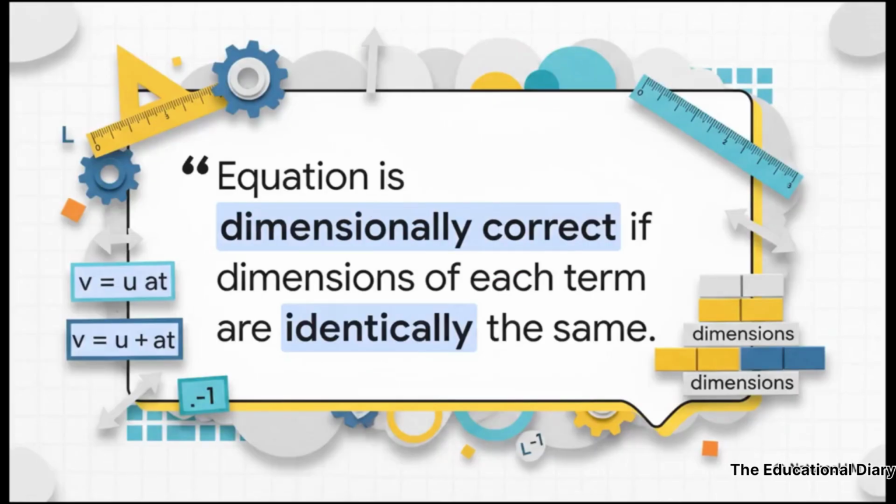And that brings us right to the formal definition. The principle of homogeneity states that an equation is dimensionally correct only if the dimensions of each term on both sides are identically the same. Think about that classic kinematic equation you know, final velocity equals initial velocity plus acceleration times time, or v equals u plus at. For this equation to actually be valid, v, u, and that combined term at must all have the exact same dimension, which is LT-1.